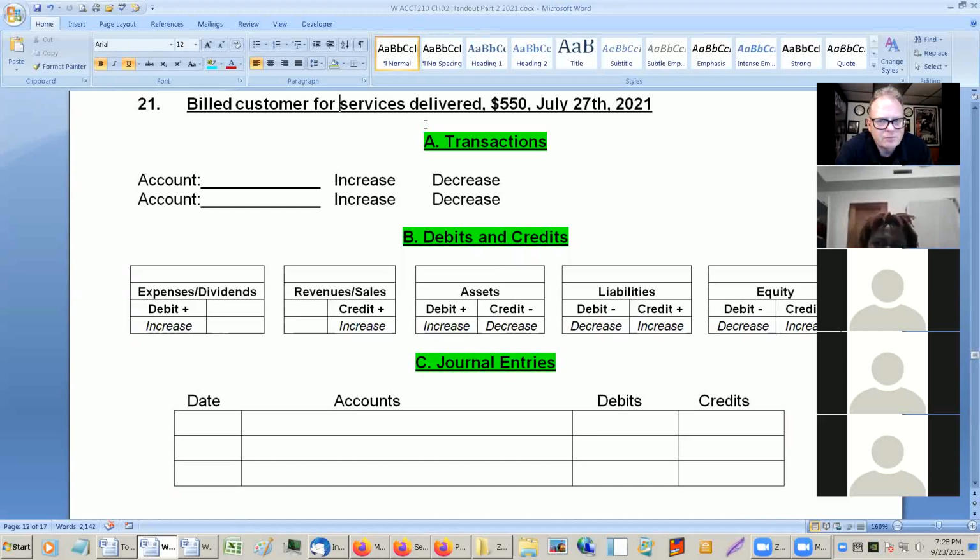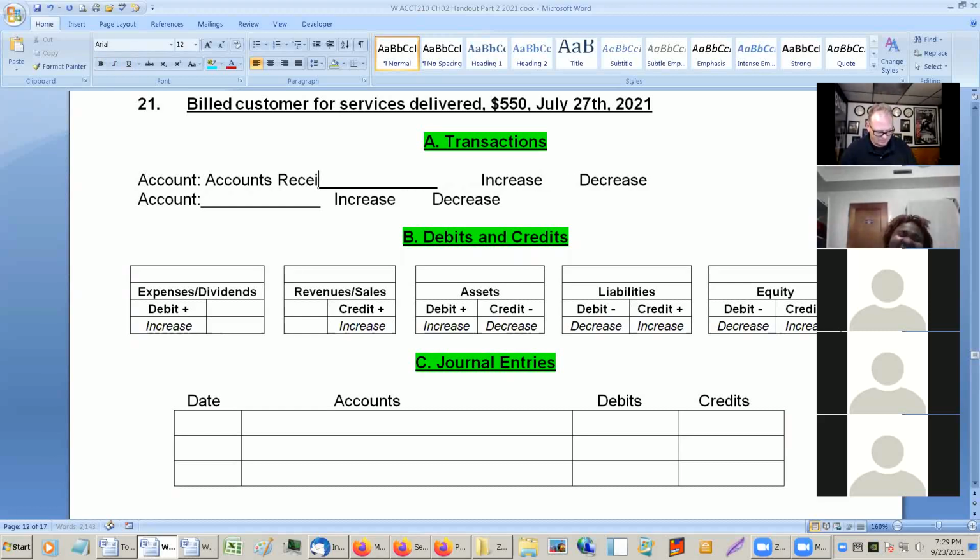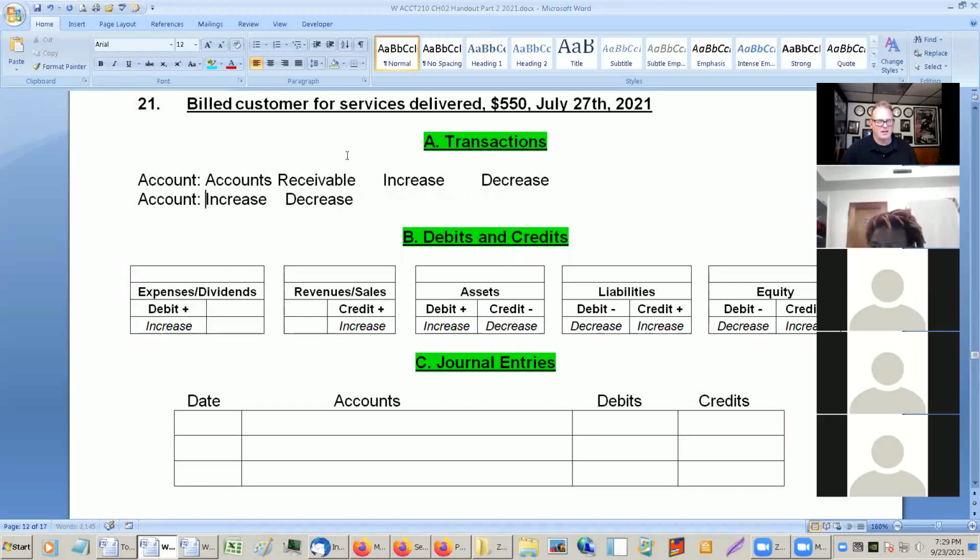Receivable. Which one? Accounts receivable. Good. Accounts receivable. They owe us. And then what's the other one? Cash? They owe us money, not yet. Okay, they owe us, and I'll give you a choice: revenue or an expense? It's going to be revenue. Good.